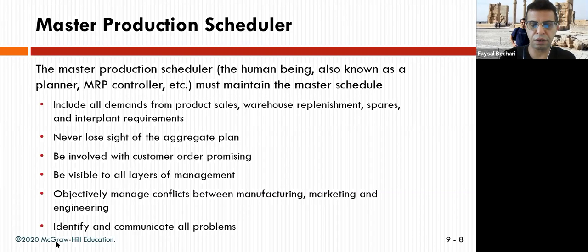The objective is to manage conflict between manufacturing, marketing, and engineering. There can always be some kind of disagreement between marketing, sales, manufacturing, and engineering about when to produce it, what quality to produce, and whether the salesperson can promise the customers. This makes it easy for the manager to manage these conflicts, and to identify and communicate all the problems, so it's clear for the manager what the problem is and they can fix it right away.